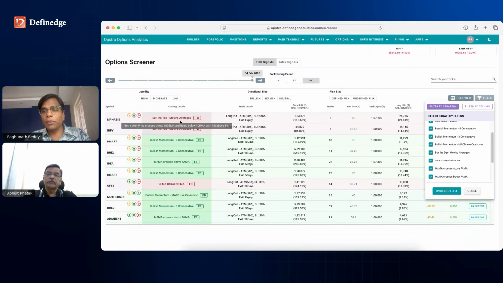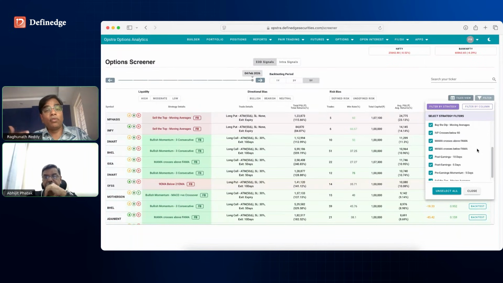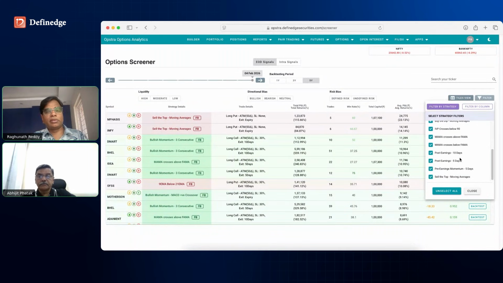Then we have IVP crosses below 90, which is for volatility related trading. And then we have a crossover of one moving average above another and the other way around, also a moving average based indicator. Then we have post earnings and pre earnings. When we have earnings results every quarter, we have post earnings as well as pre earnings trades around those events. And then finally we have the Sell the Top moving average, which we have already seen.